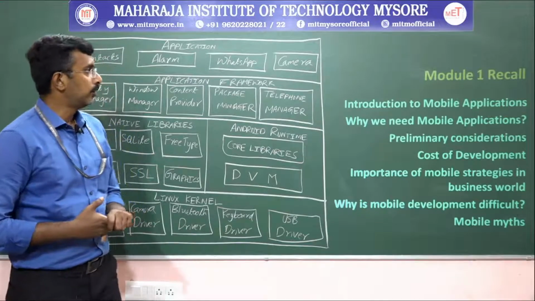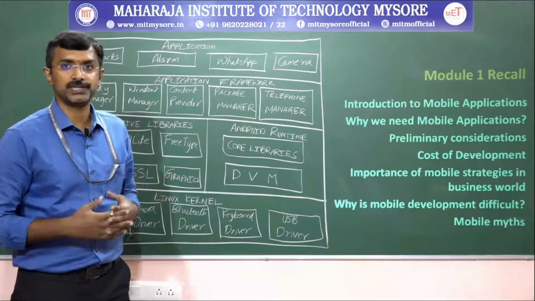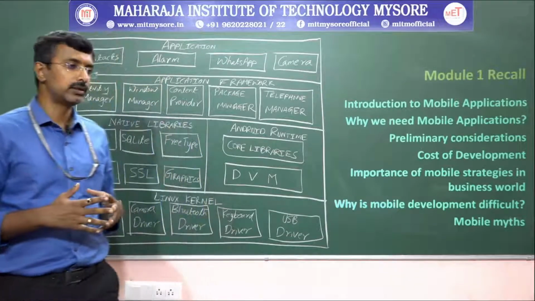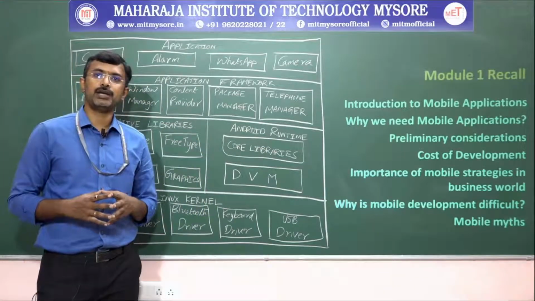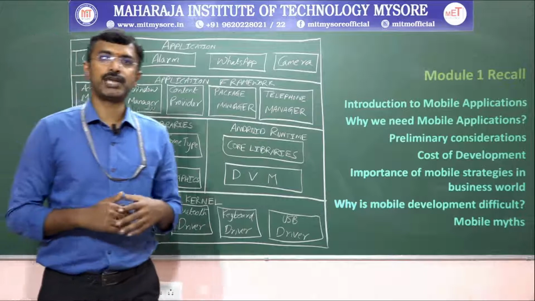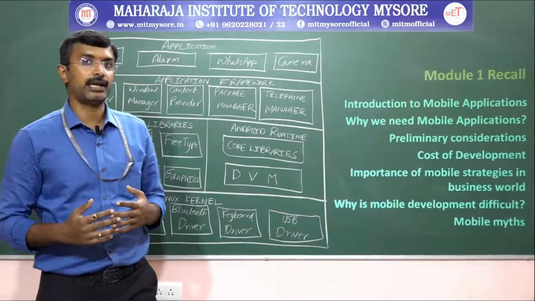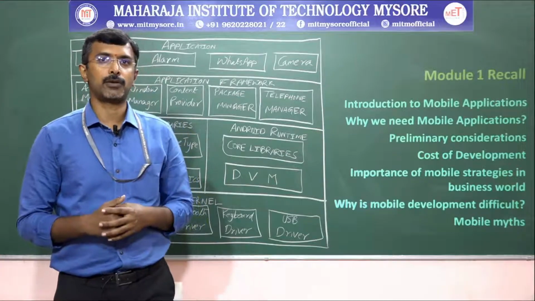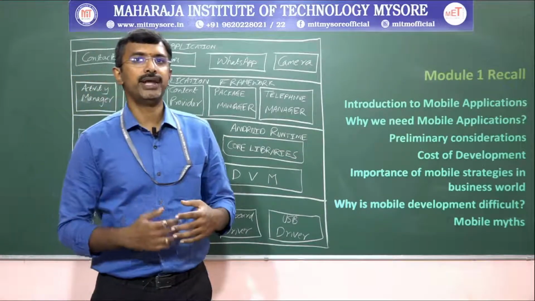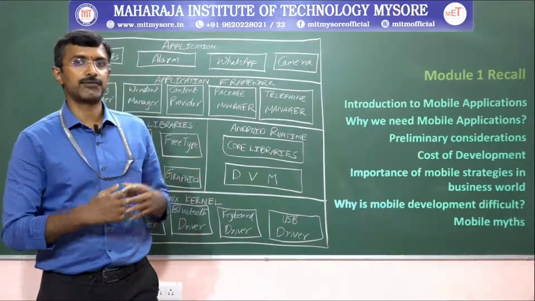In module 1, we spoke about mobile applications. What are the different types of mobile applications available? Why do we need mobile? What are the different kinds of users who are going to use it? The preliminary consideration: why we have to consider the mobile application in front of the web application. Then we looked into the various difficulties while developing a mobile application, and the myths we have in our mind. All these things we discussed with respect to a decade before, when mobile actually started. So this was the first thing which we discussed.